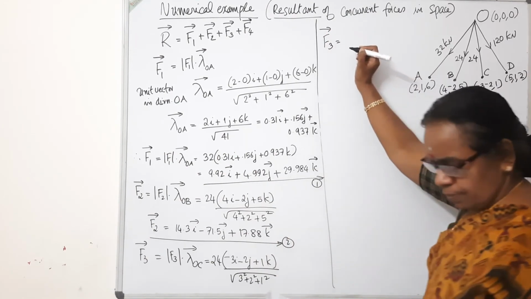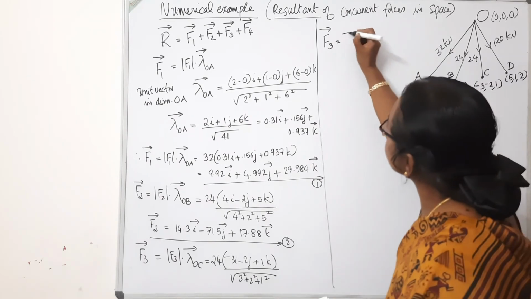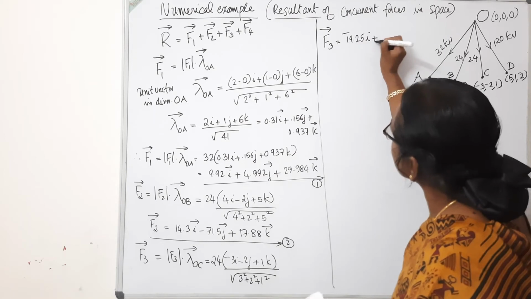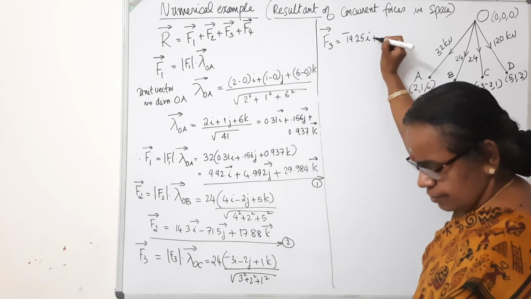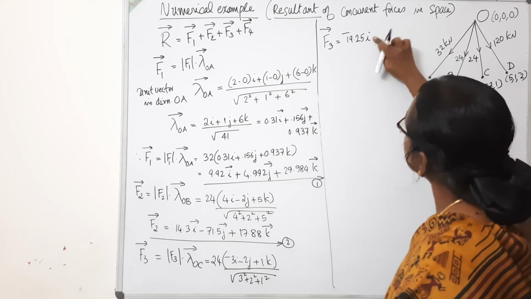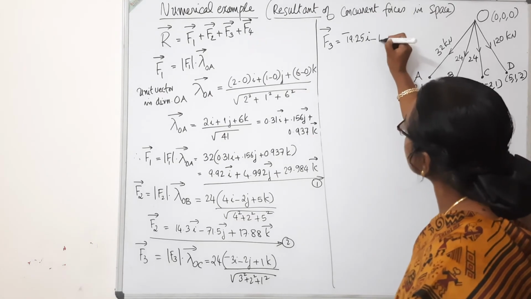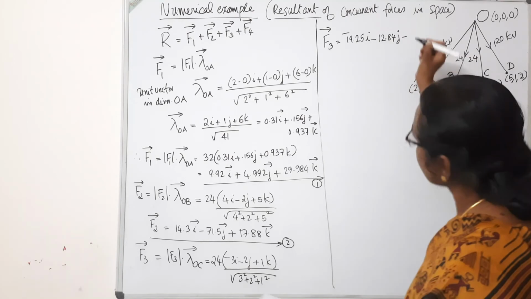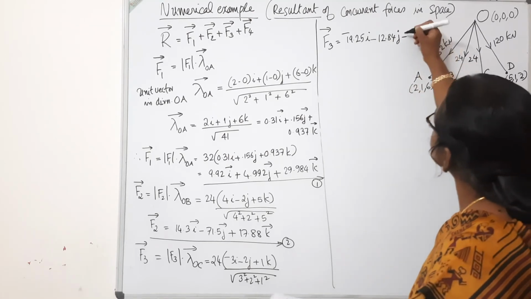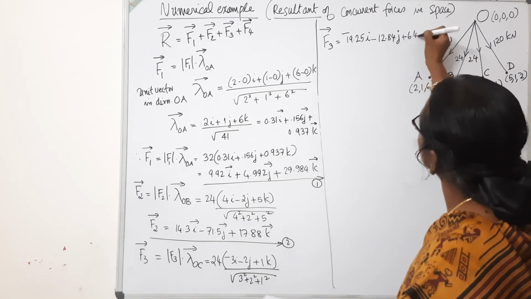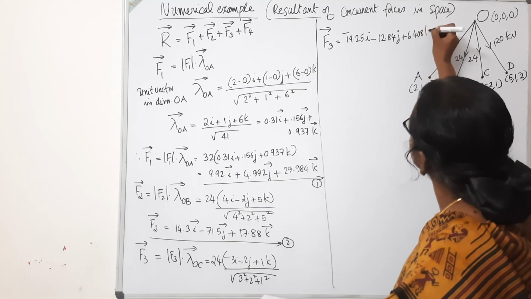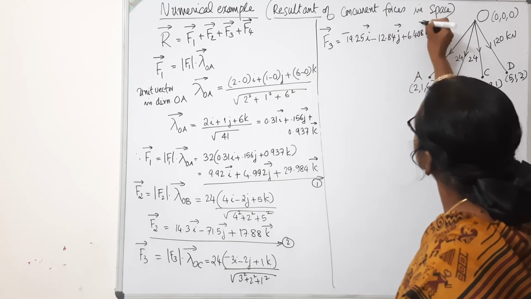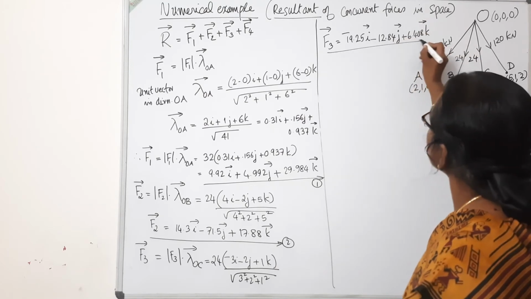is equal to minus 19.25i, minus, the second term is also minus, 12.84j plus 6.408k. So this is the third one.